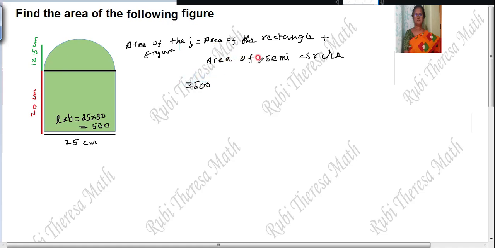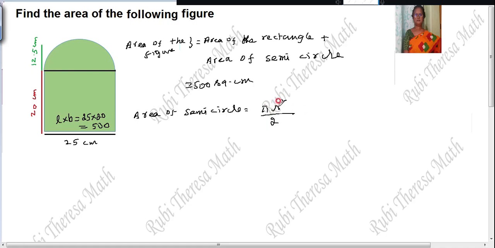Now what you have to find out? Area of a semicircle. What is the area of the circle? These are basic formulas you should know: pi r squared square units, also square centimeter. Here we have a semicircle, which is half of the circle. So in the formula we make it half: pi r squared by 2.